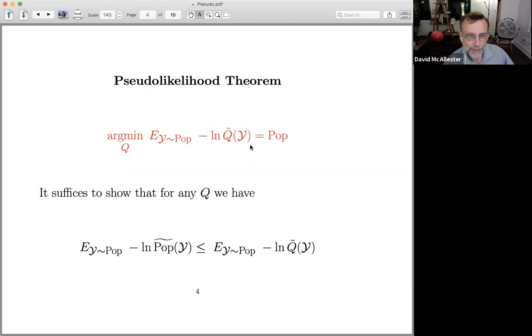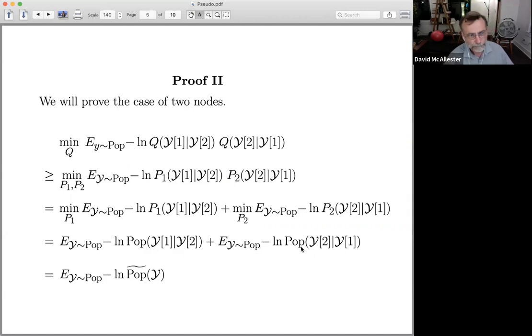So to prove this theorem, it suffices to show that the population distribution itself, when measured by the pseudo likelihood, so this is saying, suppose I took the population distribution and measured its loss using the pseudo likelihood, that's less than or equal to the objective function for any other distribution Q, right? So if that's true, if I stick pop into here, if that's less than any other distribution, then pop is the minimizer. That's just sort of saying what it means to be the minimizer.